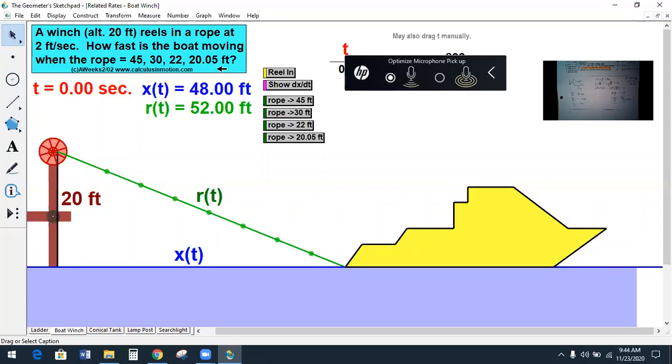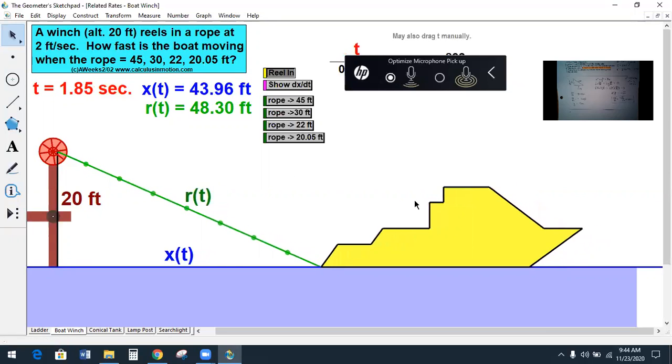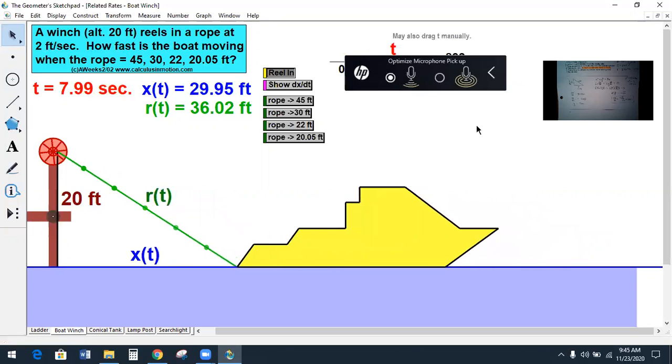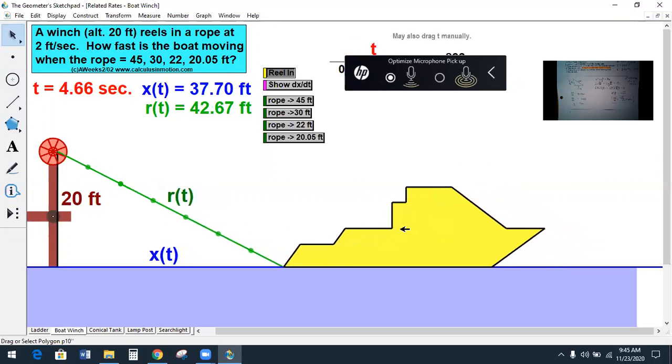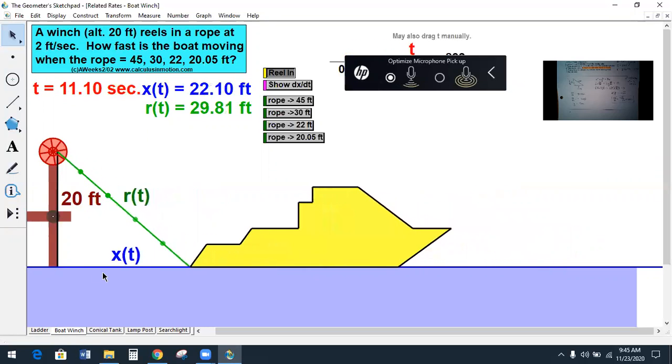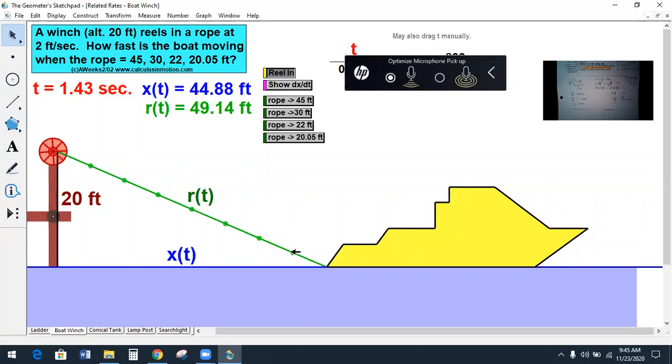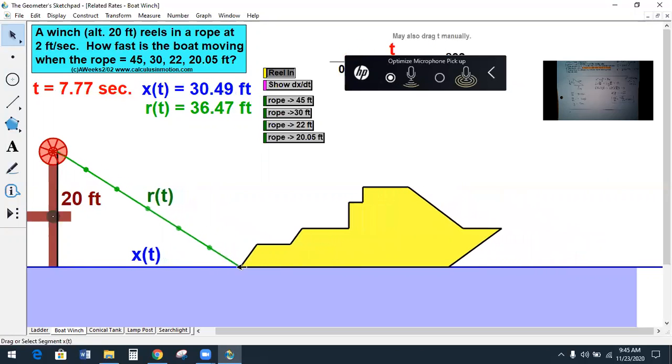Again, they want you to do the problem like 4 times. We're not going to do that. We're just going to do the first one. So let me show you the motion of what's happening. The boat's being pulled in, and then it goes right back out, just like in real life. What we're being asked for is how fast the boat is moving. That's the rate of change for x.